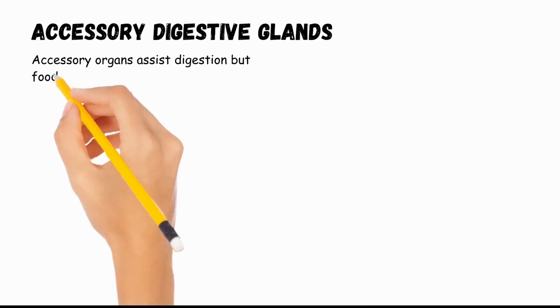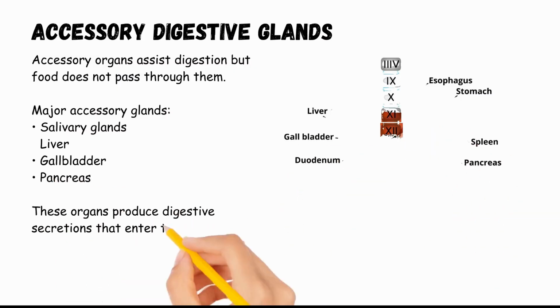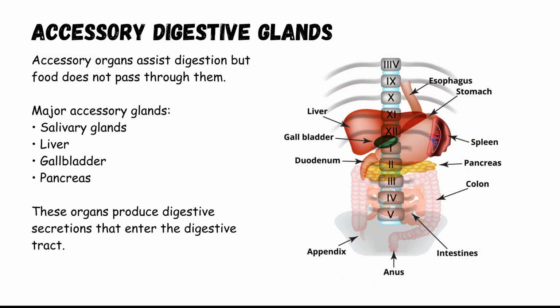In addition to the organs of the gastrointestinal tract, digestion is also assisted by several accessory glands. These glands produce and release digestive secretions that aid in the breakdown of food. However, food does not pass directly through these organs. The main accessory digestive glands include the salivary glands, the liver, the gallbladder, and the pancreas. Each of these glands produces specific secretions that help in the digestion of carbohydrates, proteins, and fats.